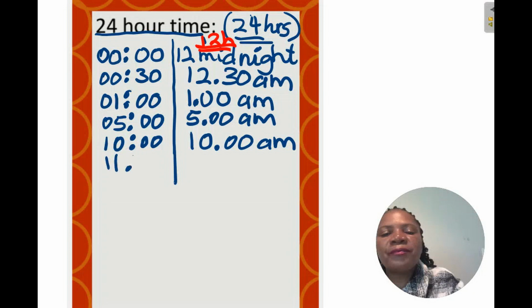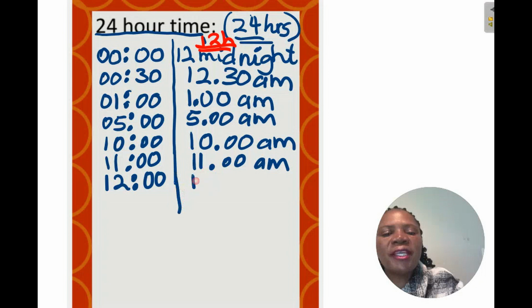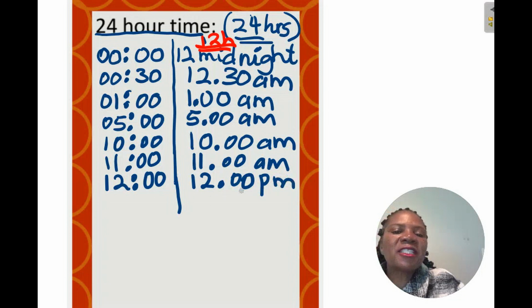11 o'clock, which is 11 a.m., and from there we go to 12:00, and here it will also be 12:00, but this will be 12 p.m. Now 12 starts 12 p.m. and here on this one, midnight, that's when we start a.m. 12 a.m. So here we are starting p.m.